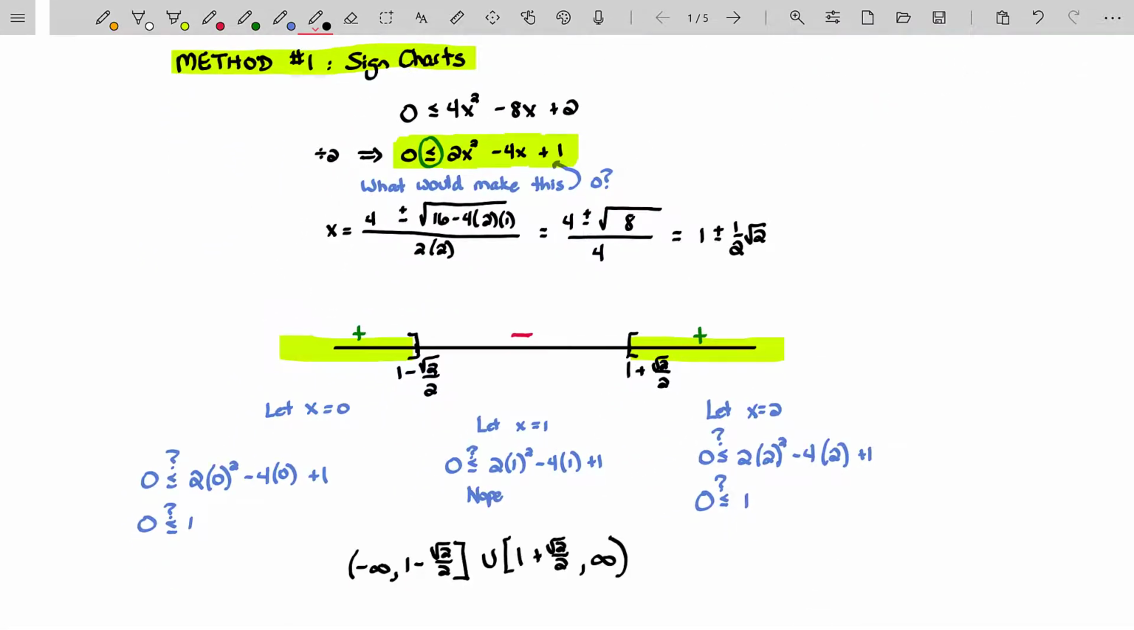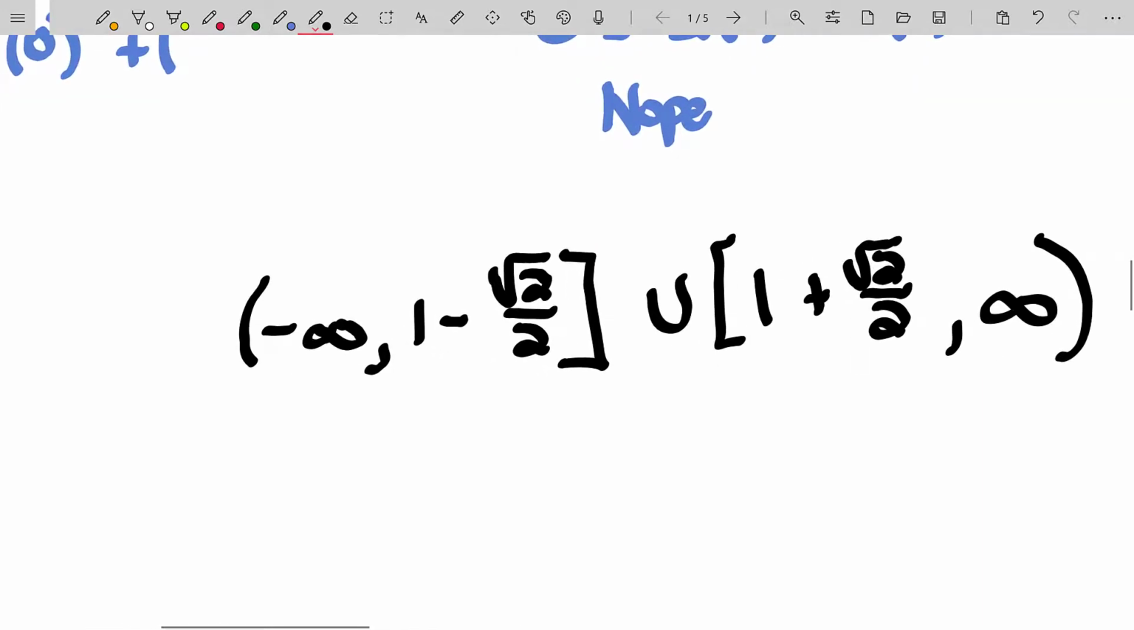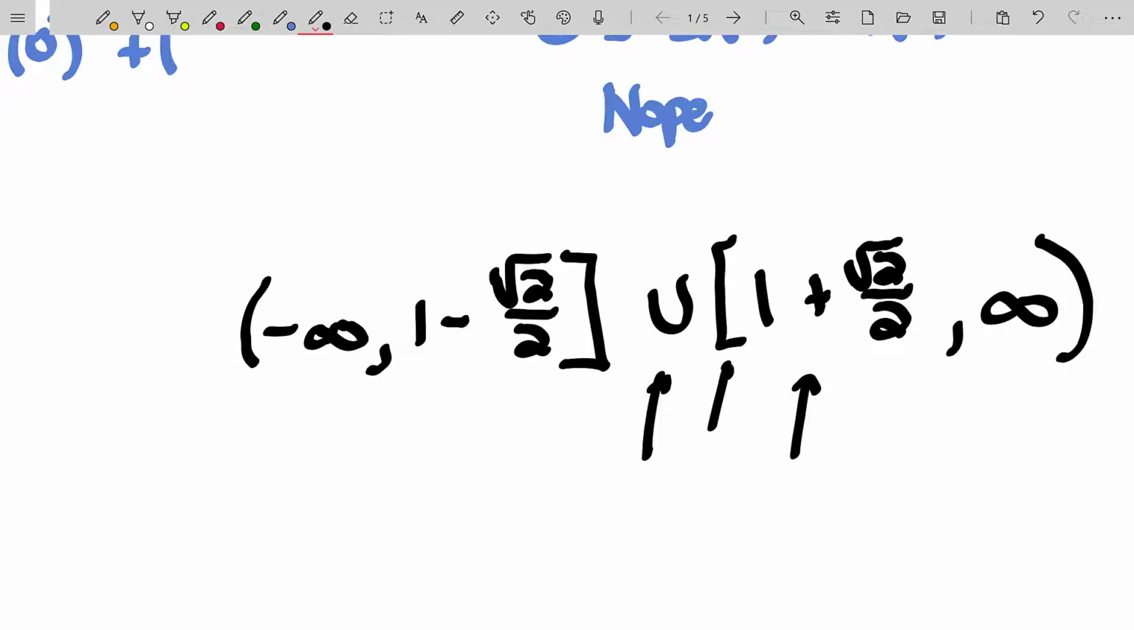And the interval would be written as negative infinity all the way up to 1 minus root 2 over 2, including that edge point. Skip over the stuff in between, that's what union means, and then pick back up at 1 plus root 2 over 2, including that point, and go off to infinity.